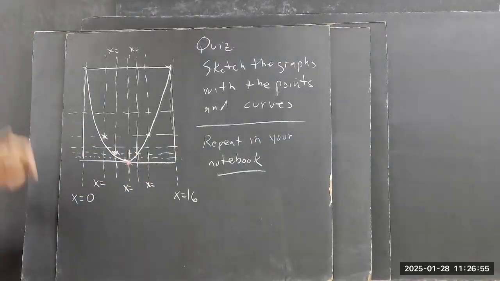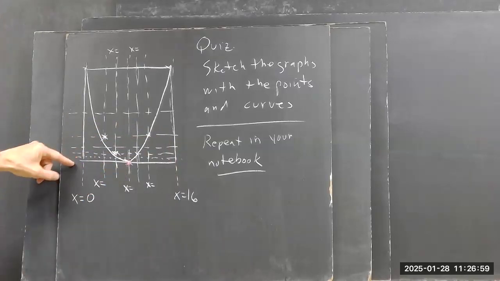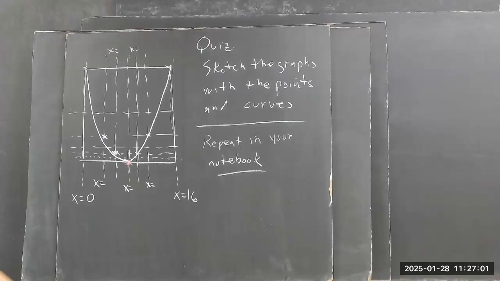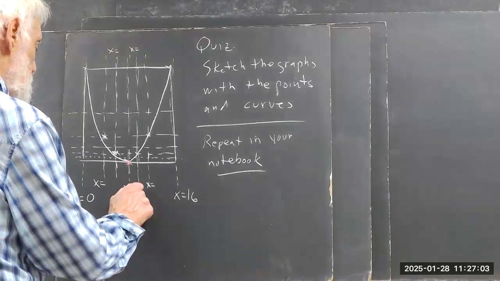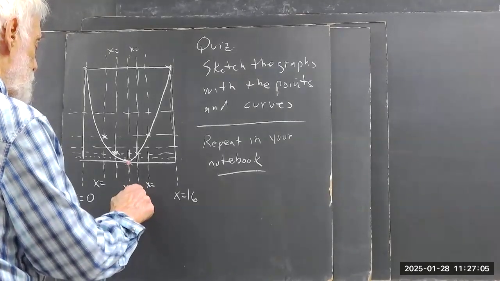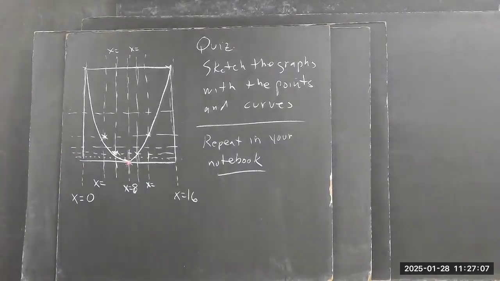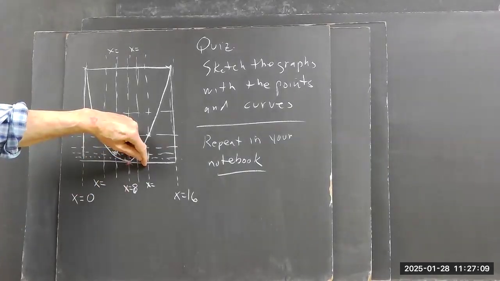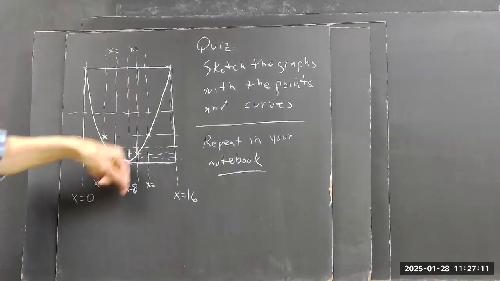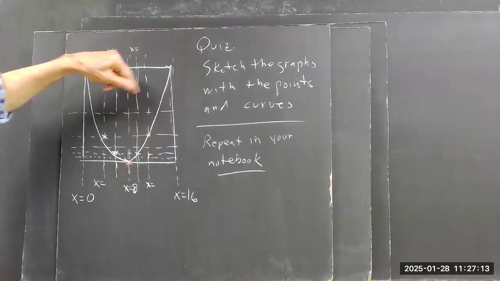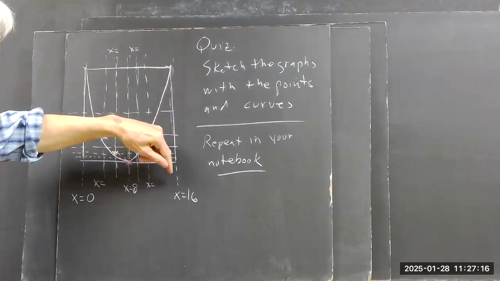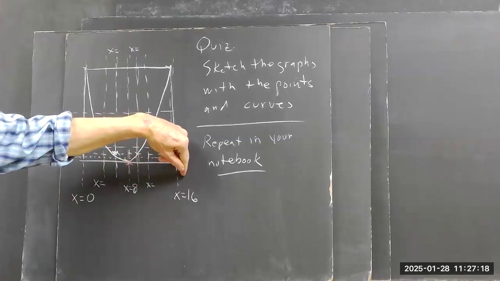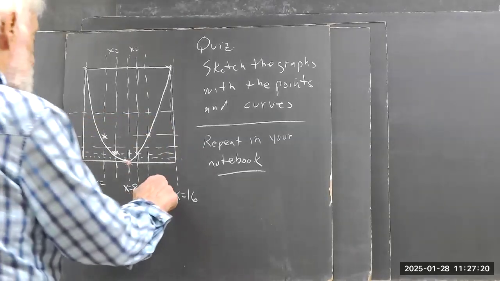Okay, so what are the numbers? Here's 0, here's 16. What's here? It's halfway between 0 and 16, which most of you think is 8, and that's true. Okay. And then where's this line? Well, when you constructed it, here's the middle, here's the right edge. This line's halfway from the right edge to the middle, so it's halfway between 8 and 16. And halfway between 8 and 16 is 12.